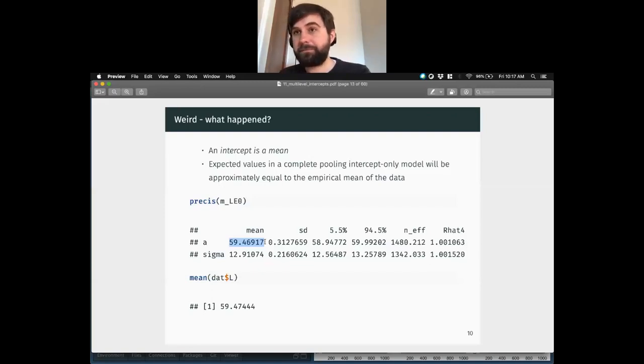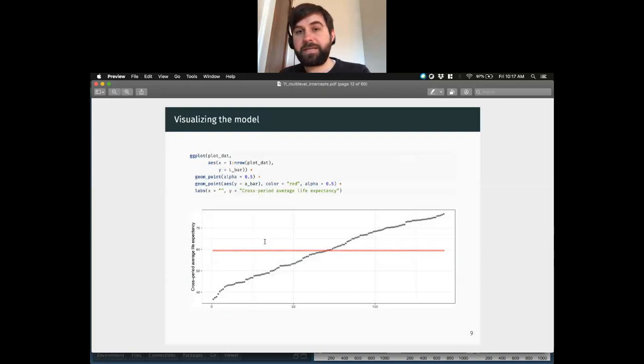Questions about that? And when we estimate this intercept-only complete pooling model, the alpha we get back is just the group mean for the full data.